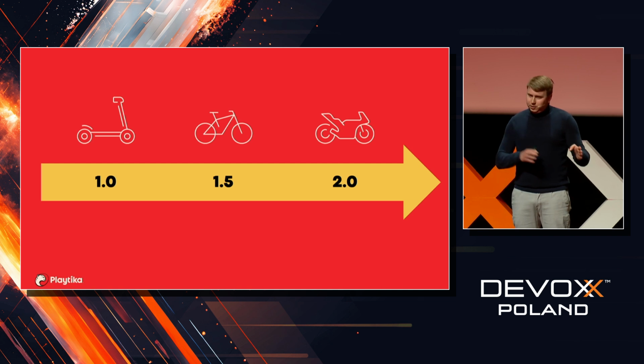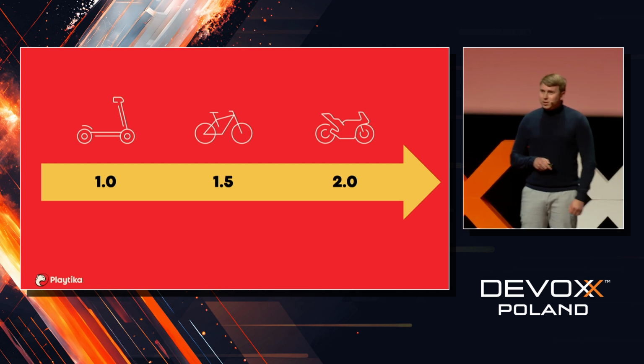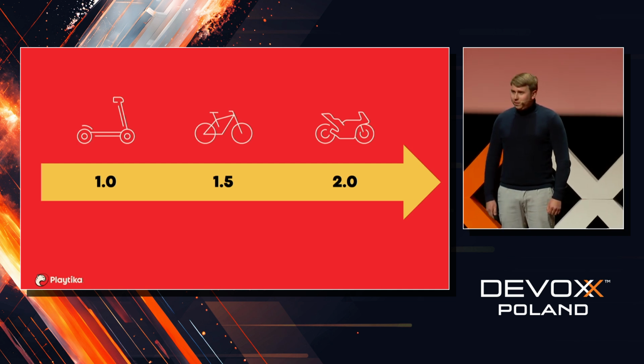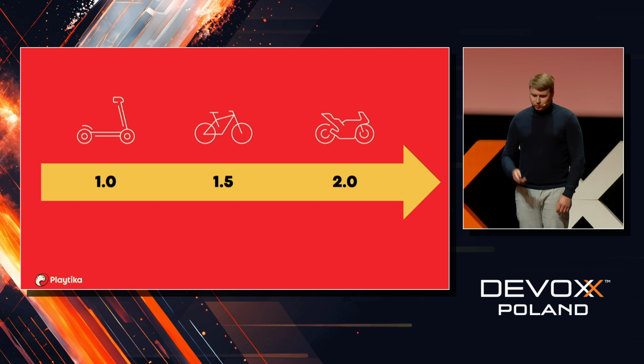I split this evolution into 3 logical stages. Let's call them architecture 1.0, architecture 1.5, and architecture 2.0. And we will review those architectures and figure out how the system was changed.